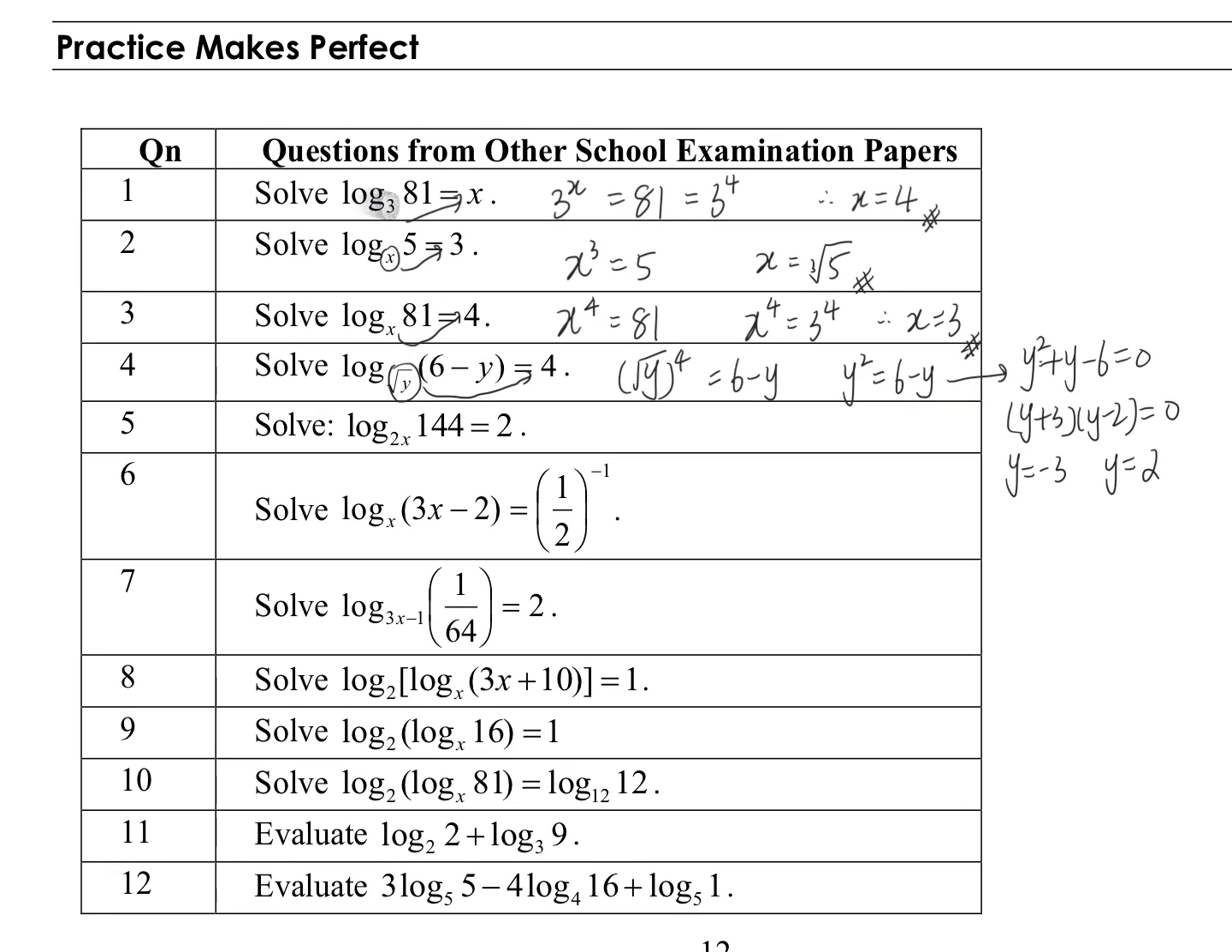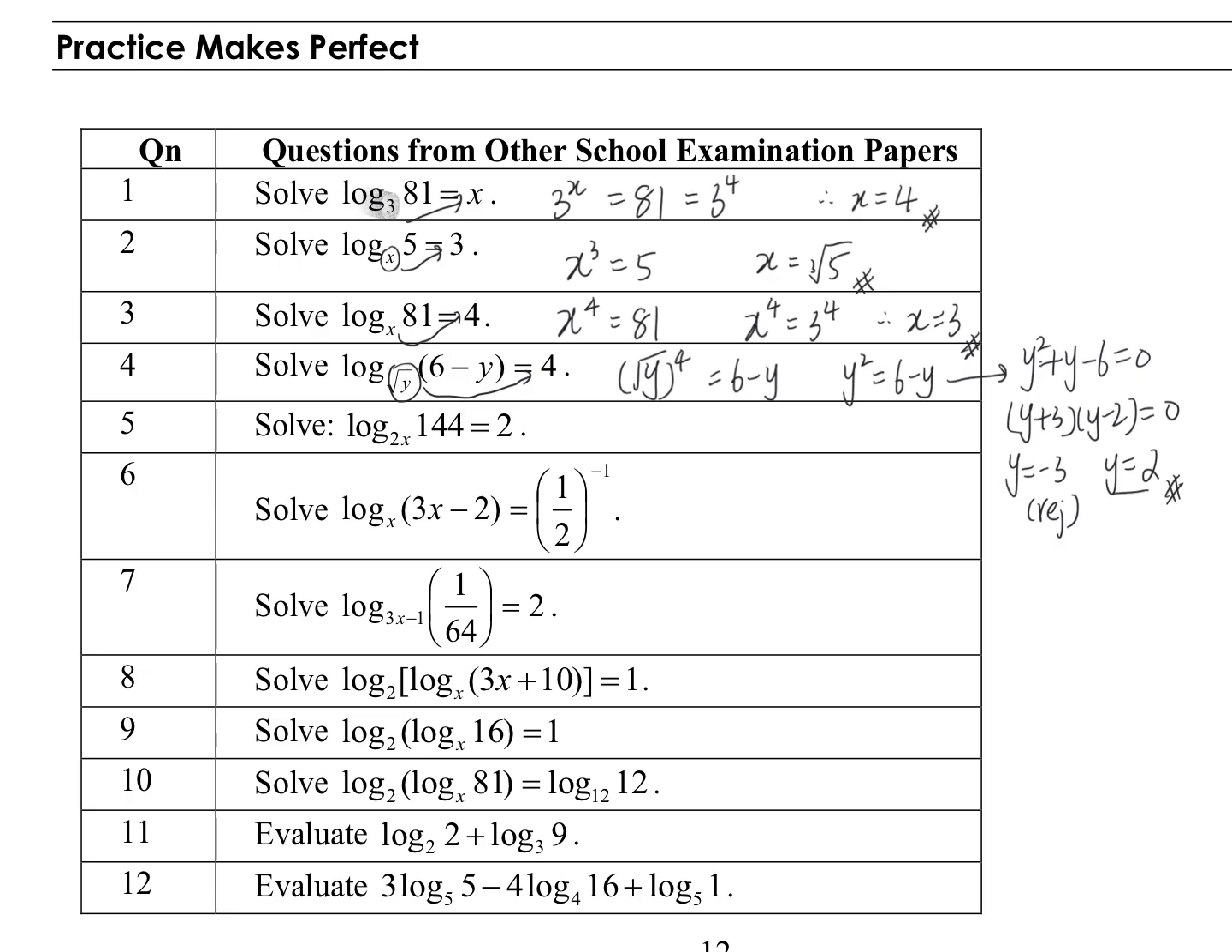Okay, but take note, once you get the solution, always substitute it back into the original equation to check if any one of them is invalid. So if my y is negative, it will make my base negative, which is invalid. So this one I need to reject. And when y is 2, you put it back into the equation, it is still valid, still according to the rules. So this is the only solution I want.